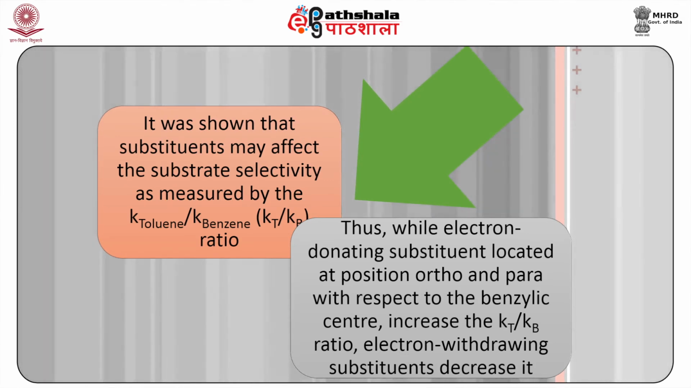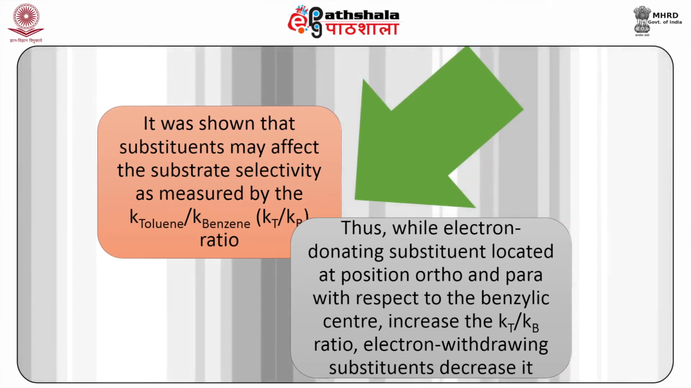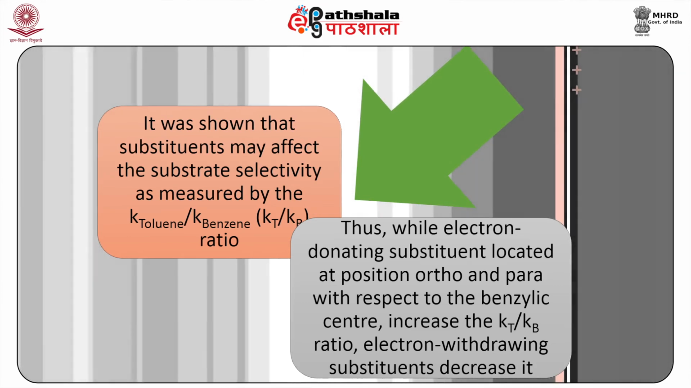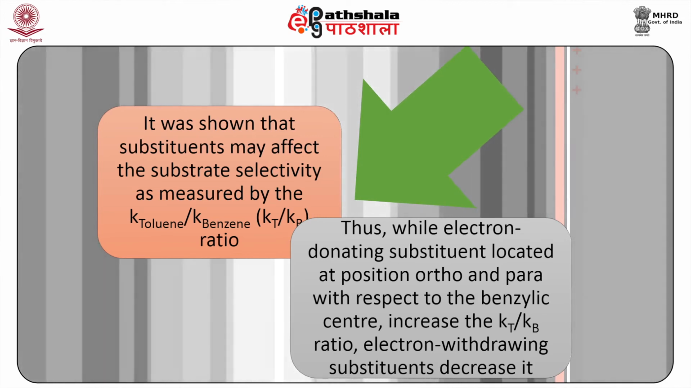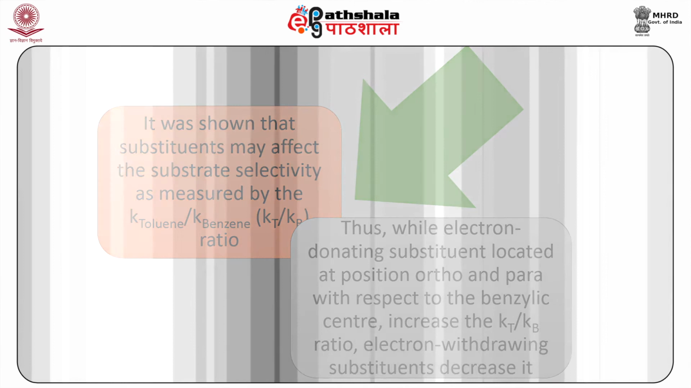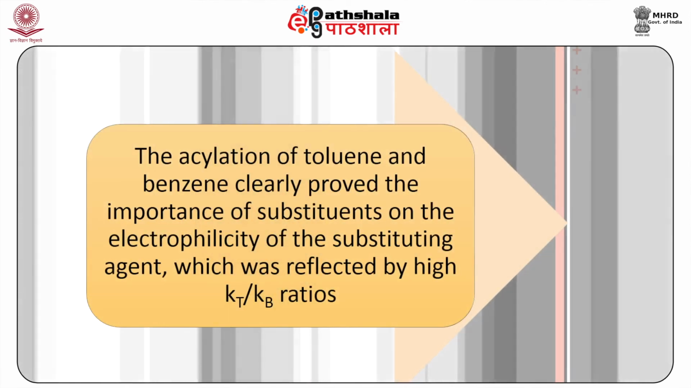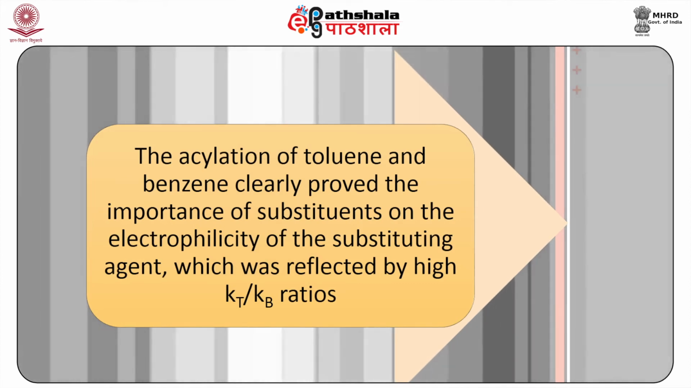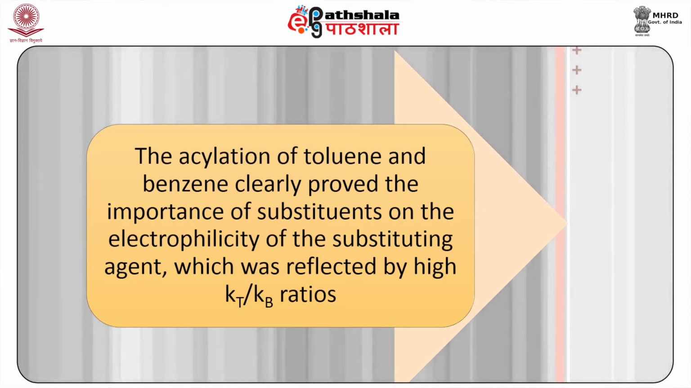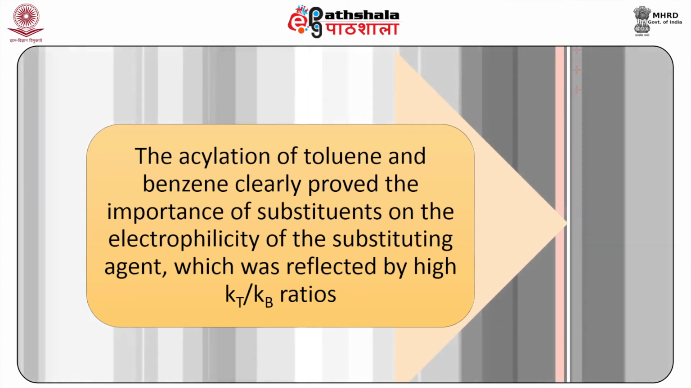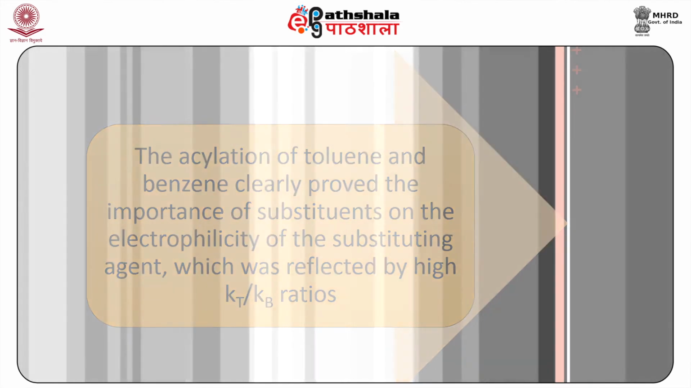Thus, while electron donating substituents located at the ortho and para positions with respect to the benzylic center increase the KT by KB ratio, electron withdrawing substituents however decrease it. The acylation of toluene and benzene clearly proved the importance of substituents on the electrophilicity of the substituting agent, which was reflected by a high KT by KB ratio.